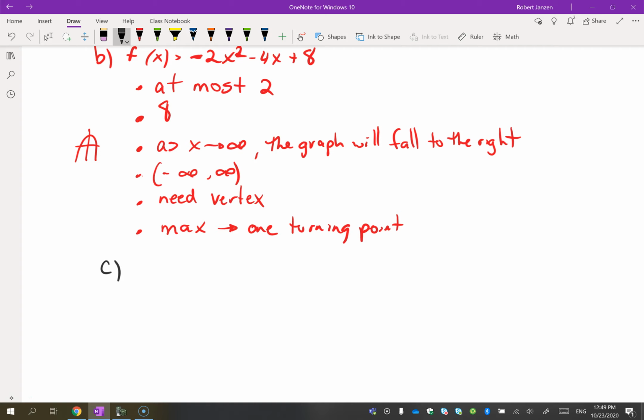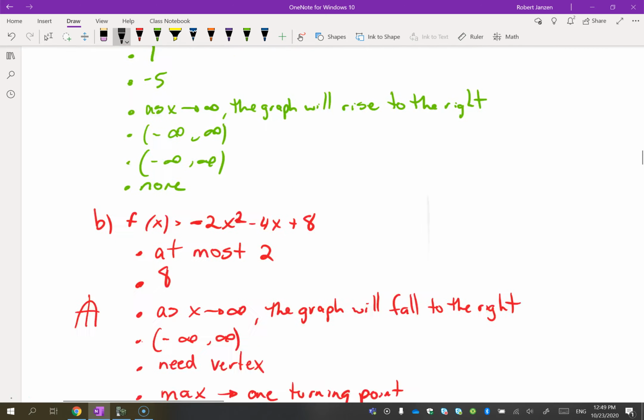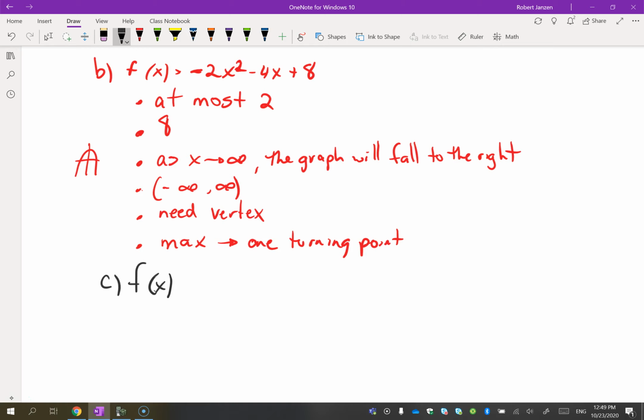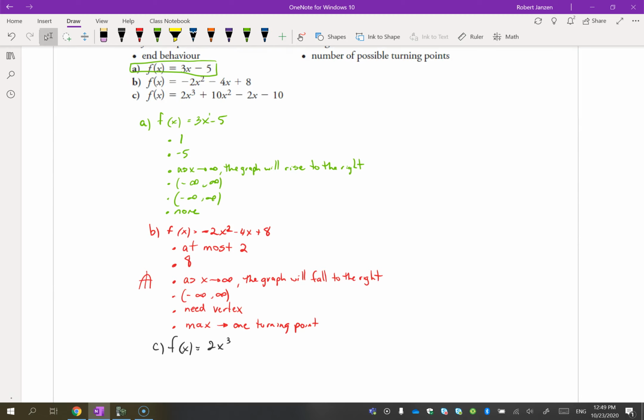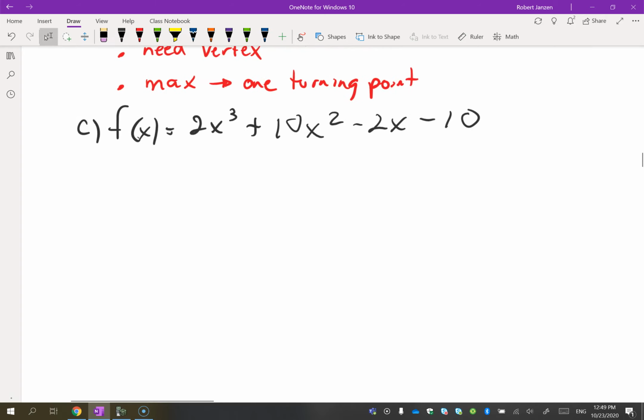All right, and then let's do C. So f of x equals 2x cubed plus 10x squared minus 2x minus 10. First of all, it will have at most 3 X-intercepts. It will have a Y-intercept of negative 10. That's the constant.